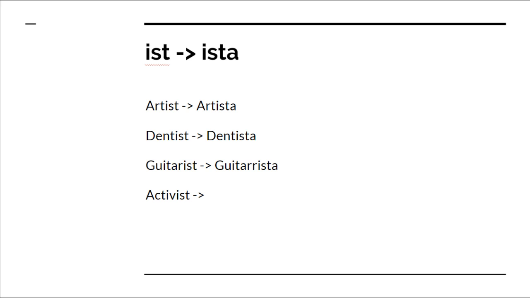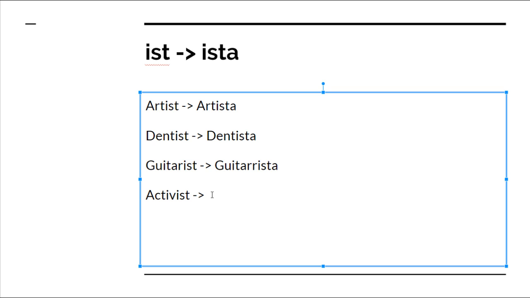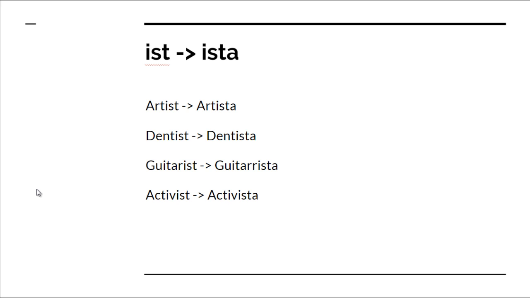Dentist, dentista. Guitarist, we have guitarrista. You have that double R there, guitarrista. Guitarist, guitarrista. And following this logic, how would you say activist in Spanish? Yep, that's right. Activist would simply be activista. And that's pretty much it for this rule. Ist turns into ista. Artist, artista; dentist, dentista; guitarist, guitarrista; activist, activista.